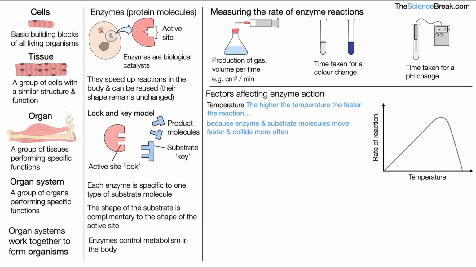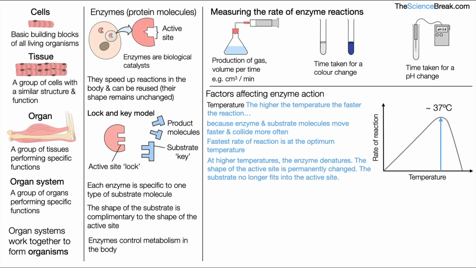This is because the enzyme and substrate molecules move faster, they have more energy, they have more kinetic energy, and so they collide more often. The fastest rate of reaction is at the optimum temperature. So on the graph, you can see the optimum temperature is there. And for many living things, the optimum temperature is around about 37 degrees centigrade.